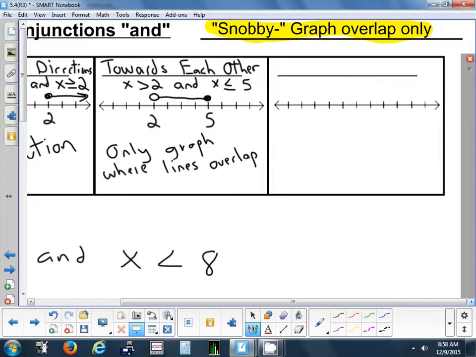And the last one, we had same direction. Almost there, guys. All right, we're going in the same direction. Let's say I had x.